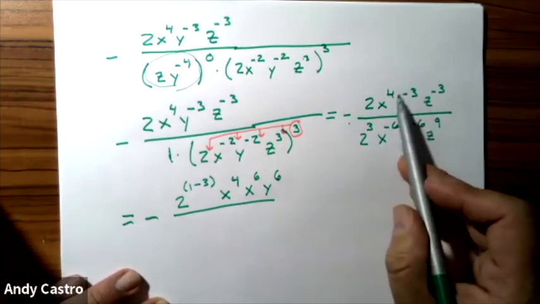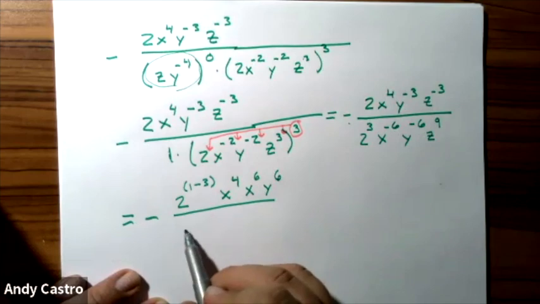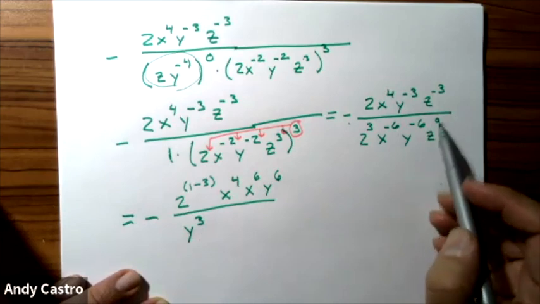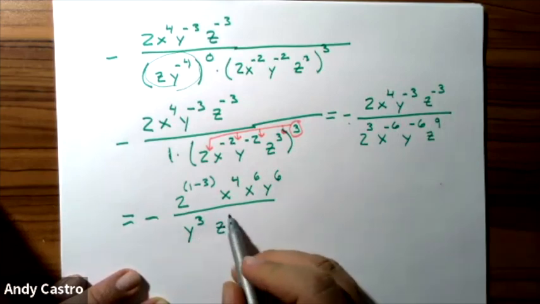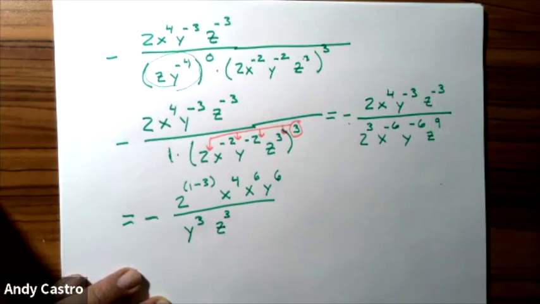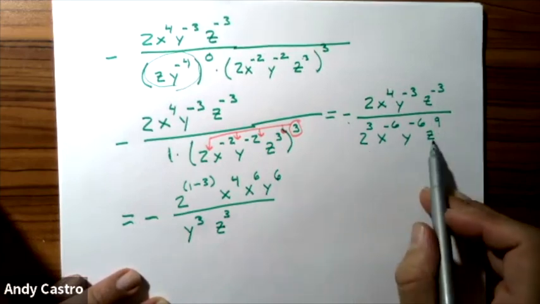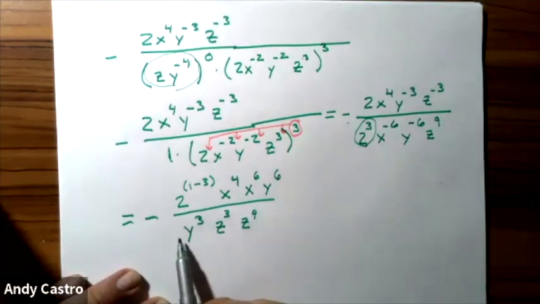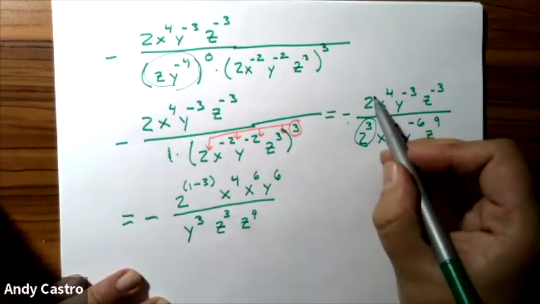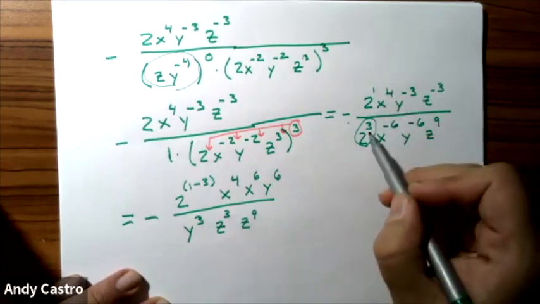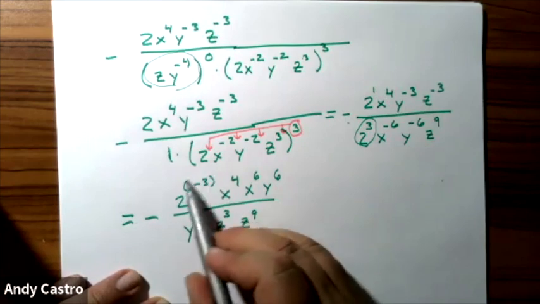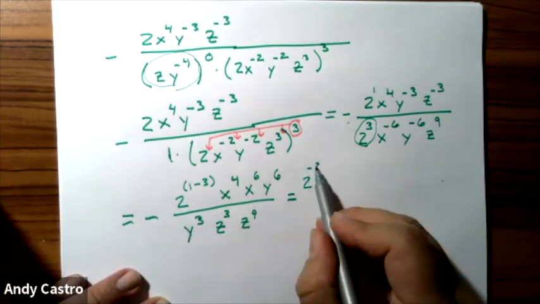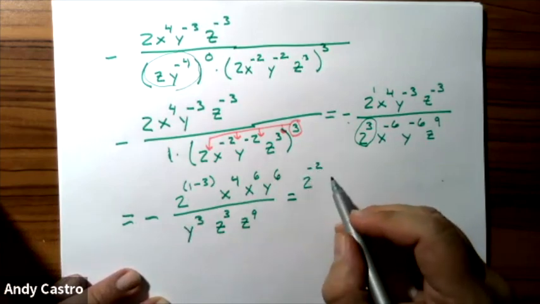Underneath, we're going to move this y to the negative 3 down. So we have y to the positive 3rd. We're going to move this z to the negative 3rd down. So we have z to the positive 3rd. Now, that z to the 9th is still down there. Now, this 2 to the 3rd is not here, because remember, what we did here was we did 2 to the 1 minus 3. Okay, so it's captured right there. So 1 minus 3, of course, is 2 to the negative 2. So our next step will be to move that down.